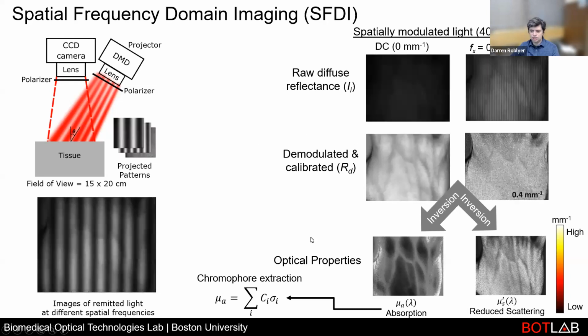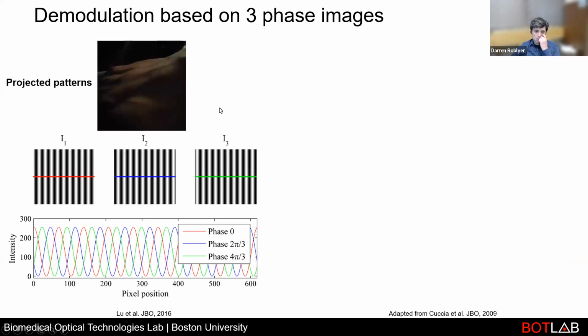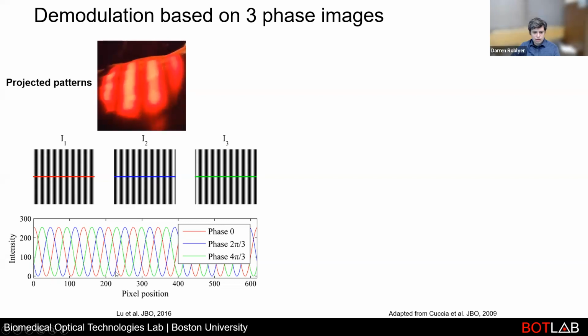Okay, so I'll talk a little bit more about the demodulation and calibration procedure here. In this video, we're looking at projected patterns again on the back of the hand. And you're seeing, for a given spatial frequency, we're rotating the pattern. What we do is project at 3 offset phases, 0, 2 pi over 3, and 4 pi over 3, and we illuminate with patterns.